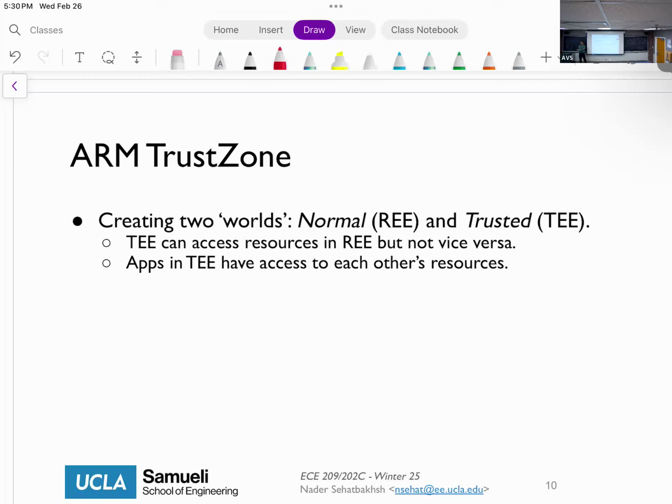ARM TrustZone divides the world into two worlds, a normal world and a trusted world. You cannot go beyond this, so you cannot have multiple trusted worlds that don't trust each other. Everything in the trusted world trusts each other. Essentially, in the normal world, nothing trusts anyone. There's no trust in the normal world, but in the trusted world, you trust everything. Later on, ARM came up with the idea of CCA, or Confidential Computing Architecture, which then allows you to have what they call a realm instead of a world.